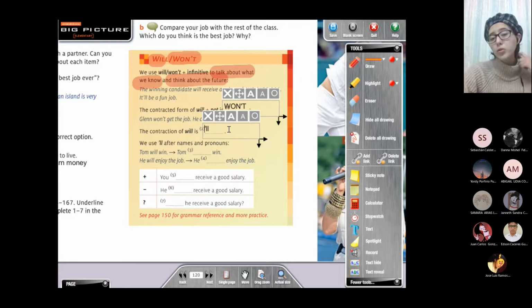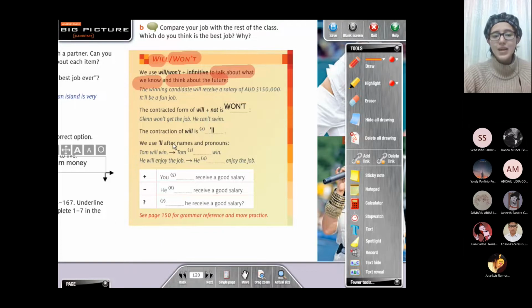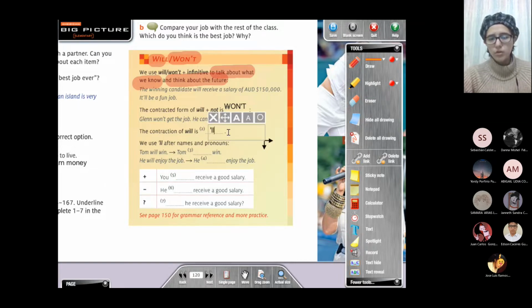And when are we going to use this contraction form? When are we going to use this apostrophe and the double L? So we're going to use it after names, only when you have names of people like Tom, or after pronouns, right? He, she, I'll. But please, other things, no. So if you have he will, you can say he'll. If you have Tom will, you can say Tom'll. Yes, I know it's strange, but that's how it works.